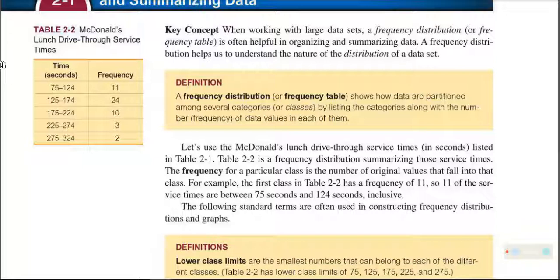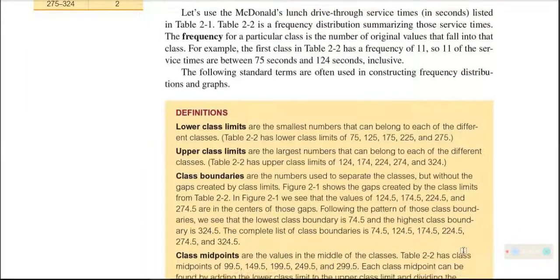Ano ang lower class limit natin? Meron tayong 75. So, si 75, dagdagan natin ng 124. So, 75 plus 124 is 199. Tapos, i-divide natin siya by 2. Okay, you will end up with 99.5. So, the class midpoint of the first class is 99.5. Next, 125 to 174. I-add naman natin sila. 125 plus 174 is 299. Tapos i-divide mo siya by 2. You will end up with 149.5. So just follow the process. And if you want to check, these are the other midpoints. 199.5, 249.5, and 299.5. Okay?